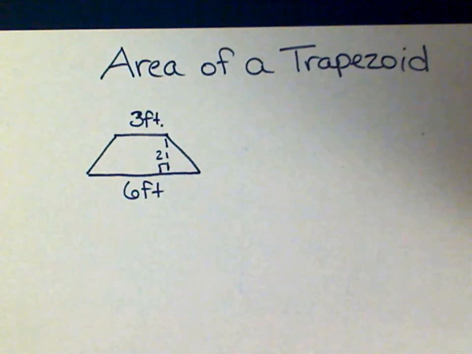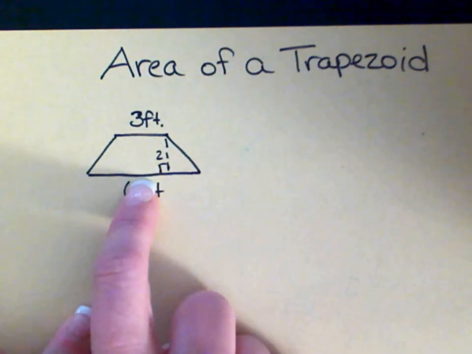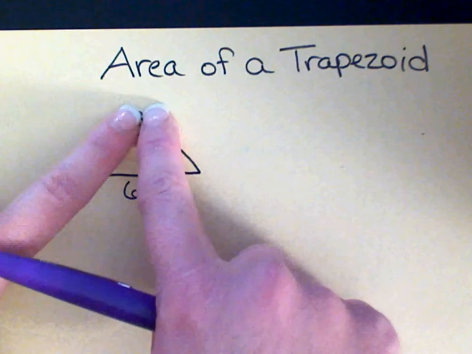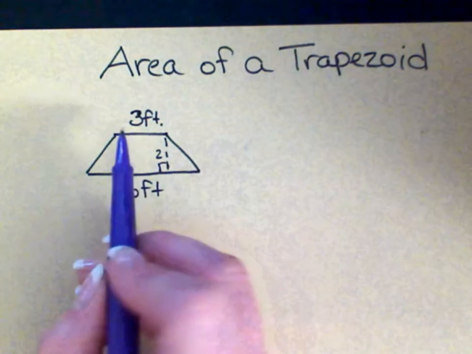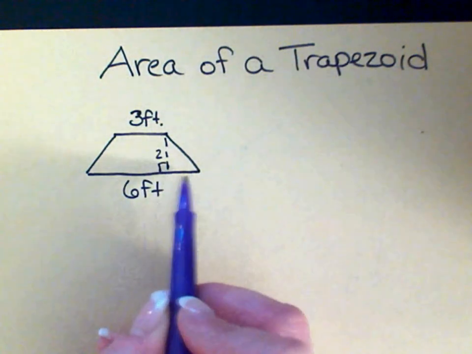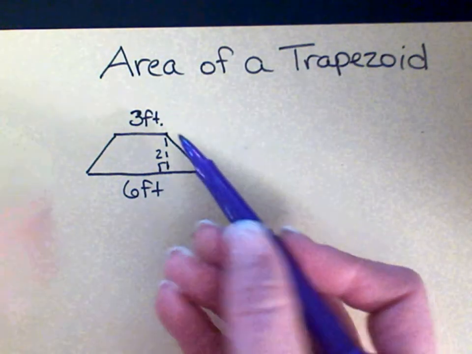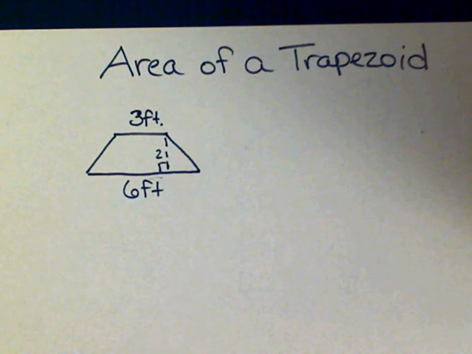Area of a trapezoid. A trapezoid we identify as a shape that only has one pair of parallel lines. The top is parallel to the bottom. The sides, even though they may look parallel at first, if you continue them, will eventually cross or touch. So a trapezoid is one that only has one pair parallel. Because it has one pair parallel, you notice one side is different from the other.